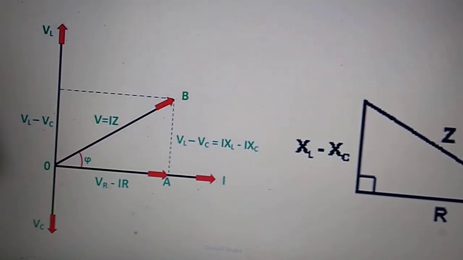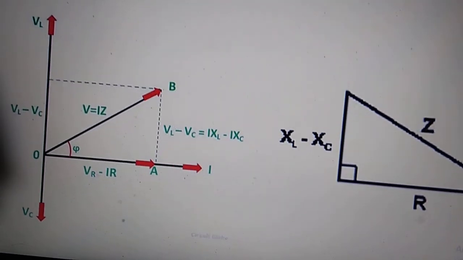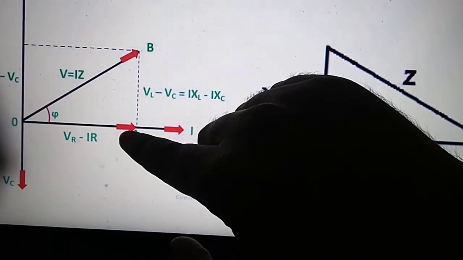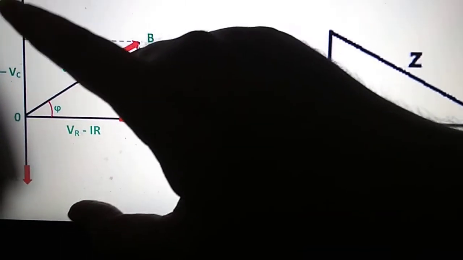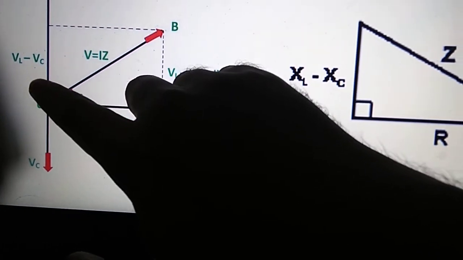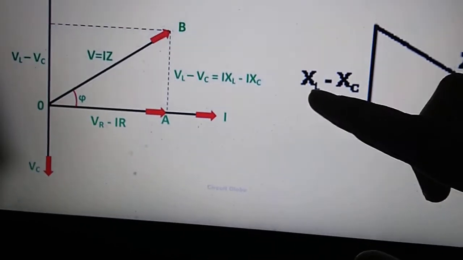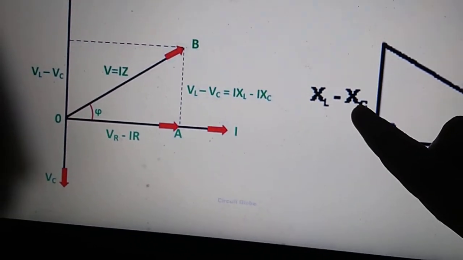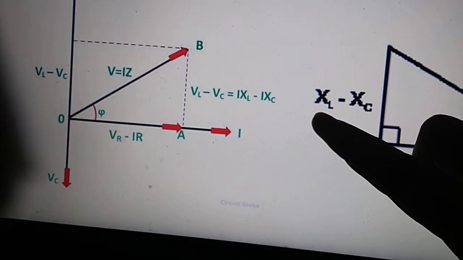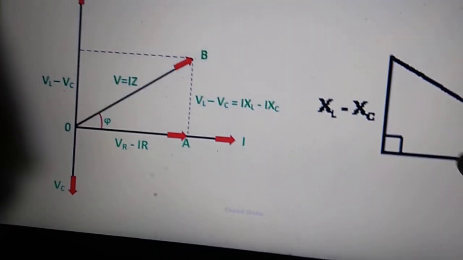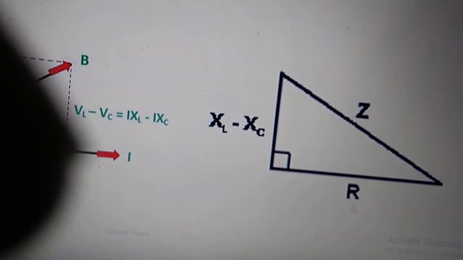And this is for RLC, where we are calculating the voltage for VR and the resultant of the two reactances, VL minus VC. So if we are calculating this for VL minus VC, for the inductor we are getting the impedance as XL, and for the capacitor we are getting the impedance as XC. So in the impedance triangle it will be termed as XL minus XC. In this way we can find out the resultant.